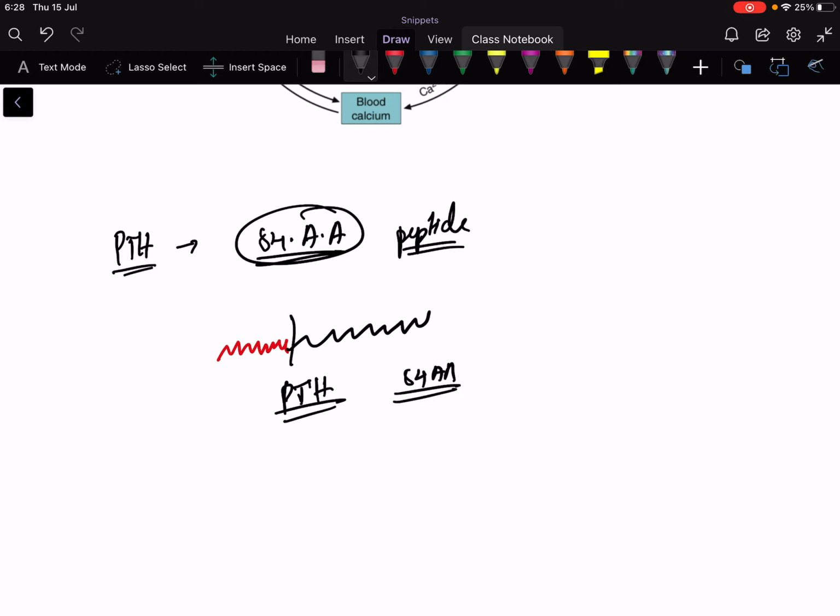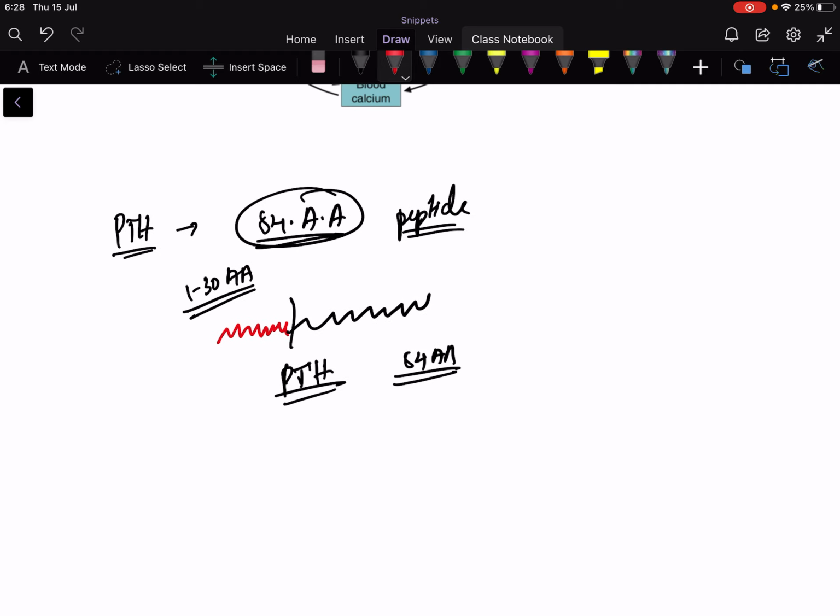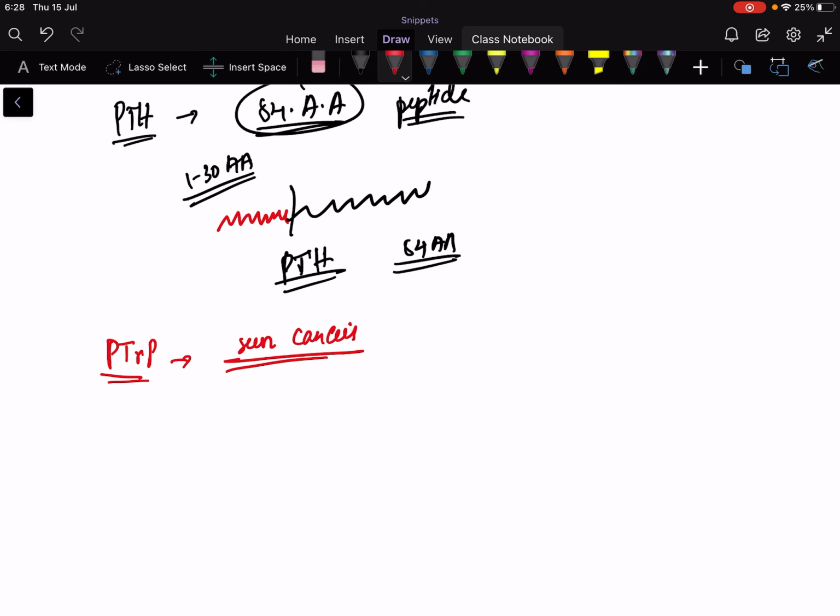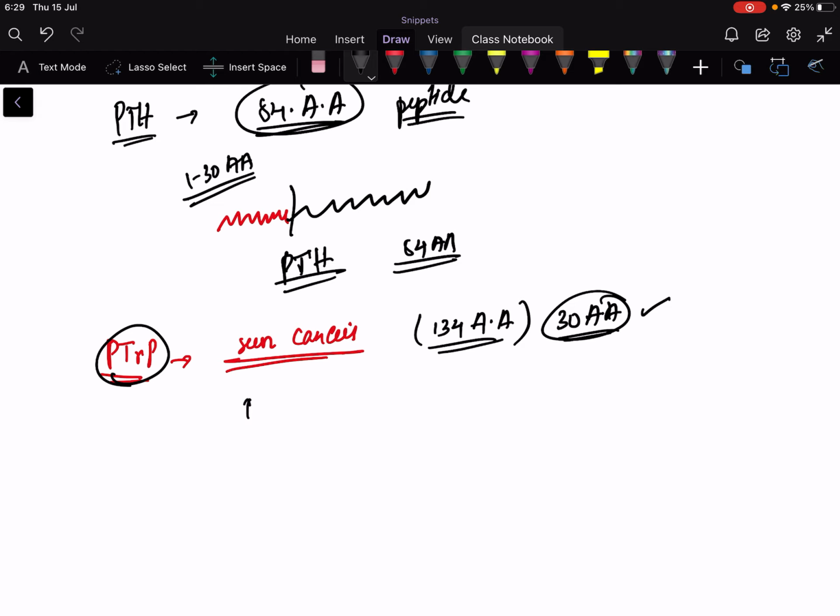The first amino acids, as you can see, I drew in red color because the first 30 amino acids are very important. Why is this important? Because you will hear about a hormone called parathyroid hormone related peptide. This is seen in certain types of cancers. It is also similar to parathyroid hormone, but it consists of nearly 134 amino acids, and here also the first 30 amino acids are similar to parathyroid hormone. That's why this can act as a parathyroid hormone, and there will be increased parathyroid hormone activity in certain types of cancers.